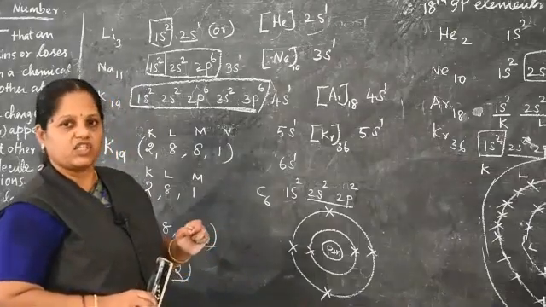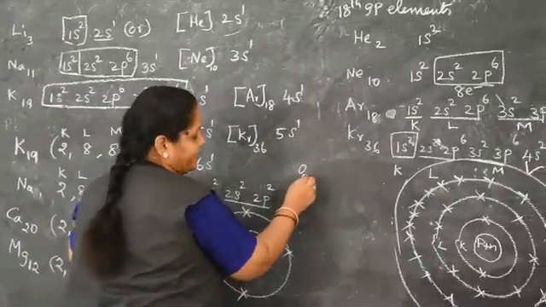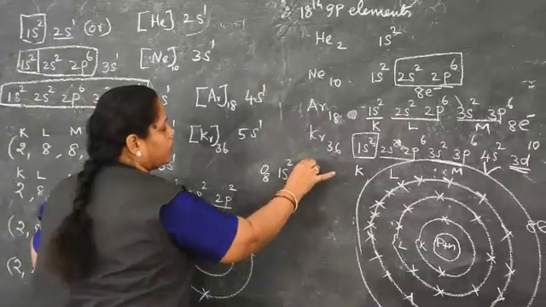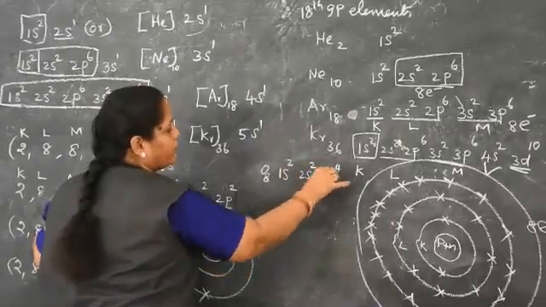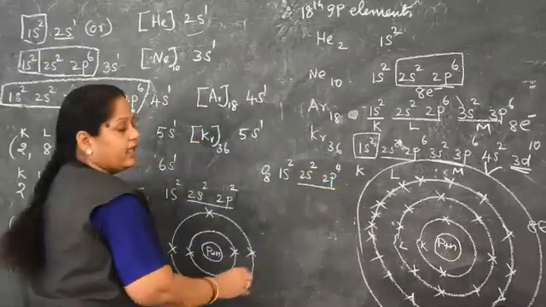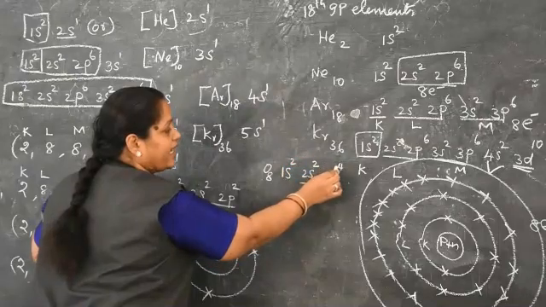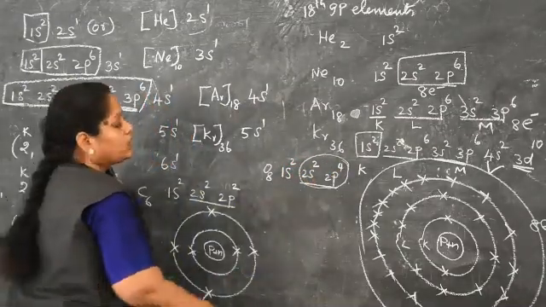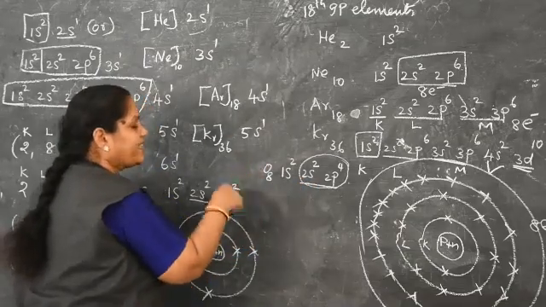What is the valency of oxygen? Oxygen means atomic number 8. You write the electronic configuration 1s2, 2s2, 2p4. So here the valence cell contains how many electrons? 6 electrons. So this is not the valency of oxygen.